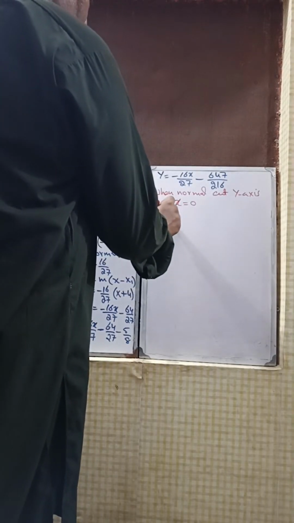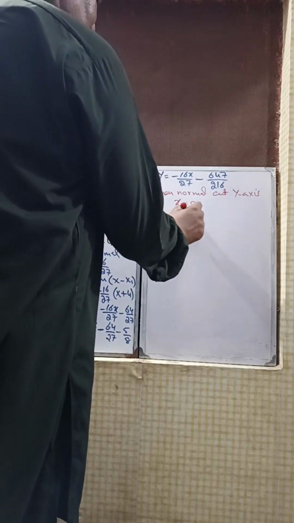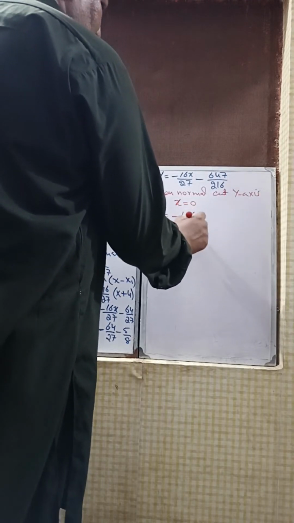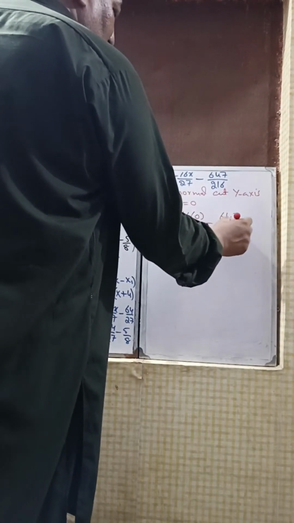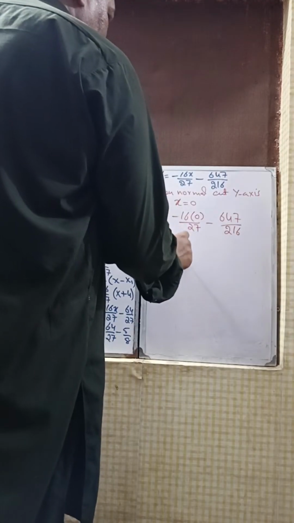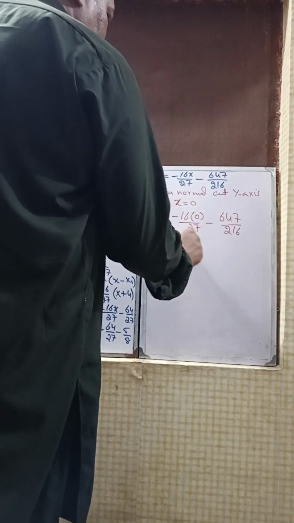So the y will be equals to minus 16, this is 0 divided by 27 minus 647 divided by 216. So y will be equals to, this becomes 0, this becomes minus, and this becomes... they said that it will meet at 0 comma minus 3, but our answer is it's not coming. Let me check again, because I think we made some mistake.